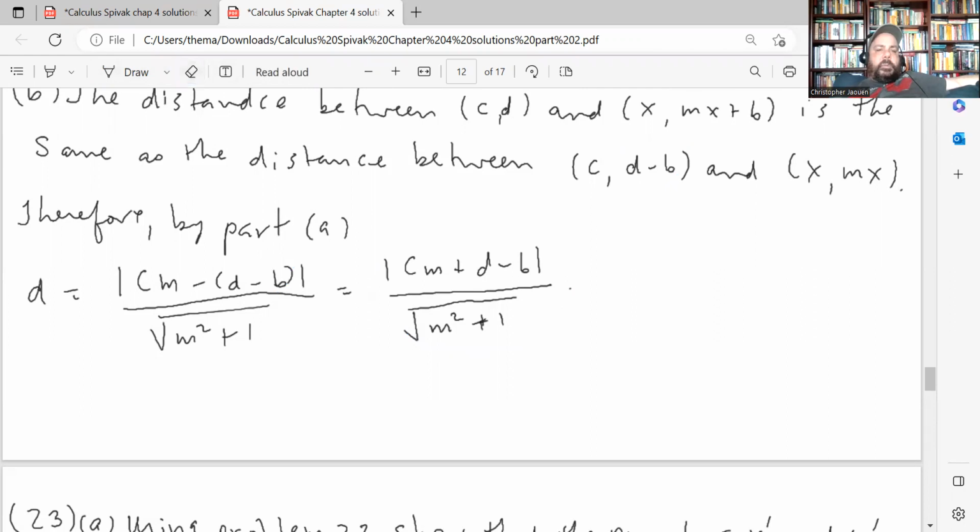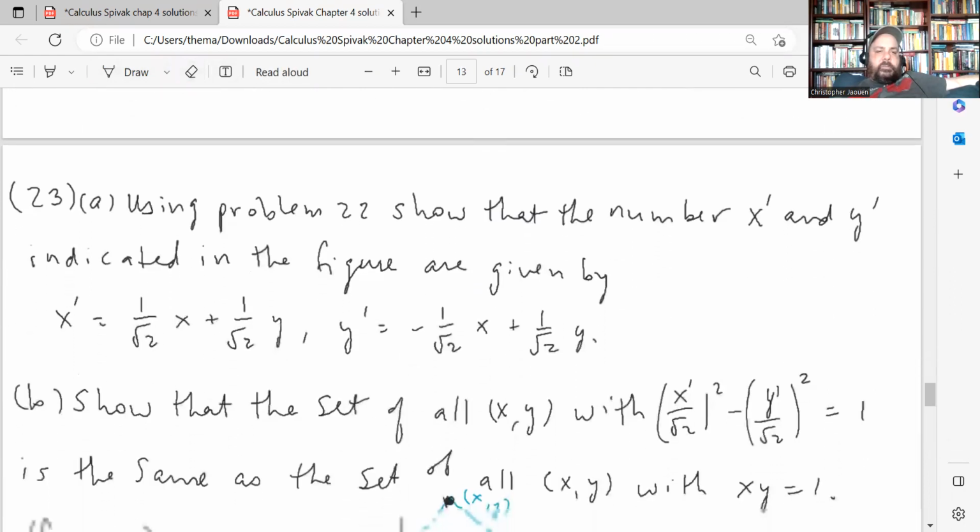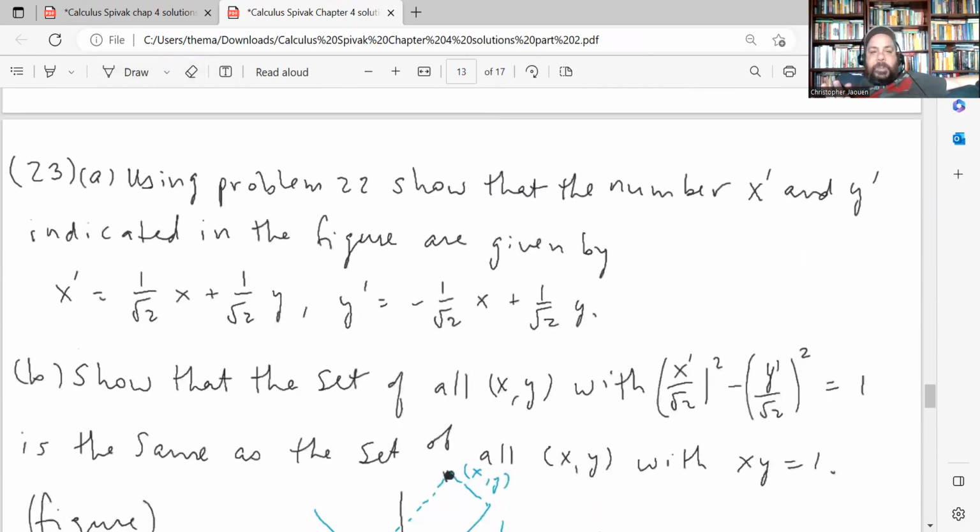All right, last problem in the problem set for chapter 4, other than the appendices. Again, we have those 3 appendices still to take care of, but this is the last one I did in the exercises for chapter 4 itself. So 23a says, using problem 22, the one we just did, show that the numbers x prime and y prime indicated in the figure are given by those formulas. So x prime should be 1 over radical 2 times x plus 1 over radical 2 times y, and y prime should be negative 1 over radical 2 times x plus 1 over radical 2 times y.